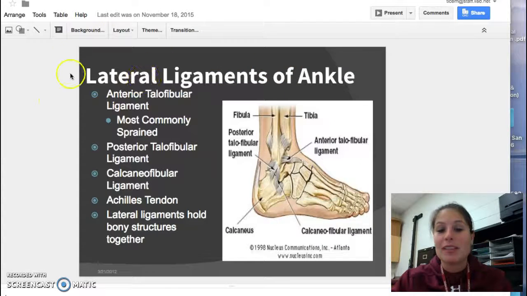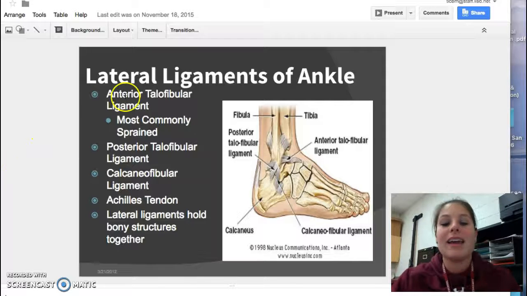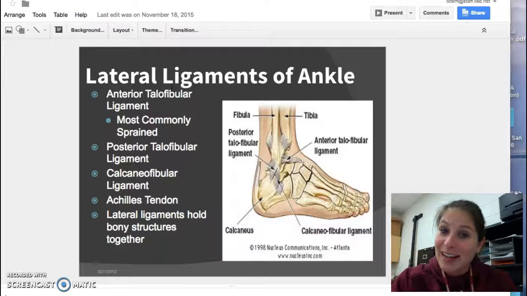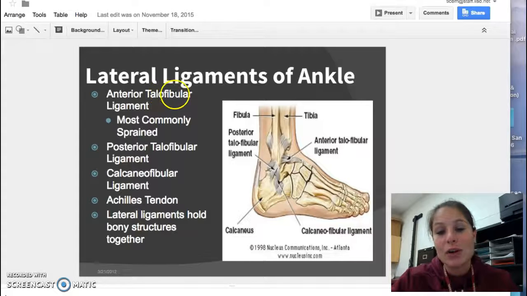First one we're going to talk about are the lateral ligaments, okay? So everything that's on the lateral side of the foot, okay? Big key with ligaments, they are usually somehow related to the bones. The names of them are usually related to the bones that they are connecting. So this is where I said in class, if you don't know the names of your bones, you're going to struggle, okay? So the first one that we have is anterior talofibular ligament, okay?